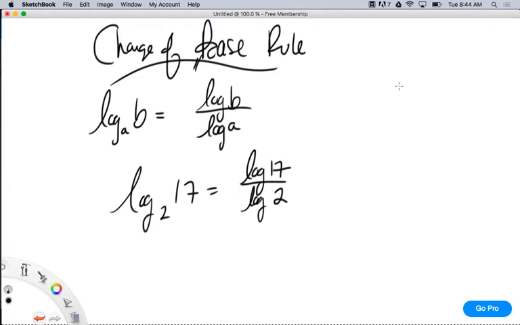So the change of base rule, okay, is this. This is how you evaluate logarithms in your calculator. Because what does your calculator assume your base is? 10. 10. Good.